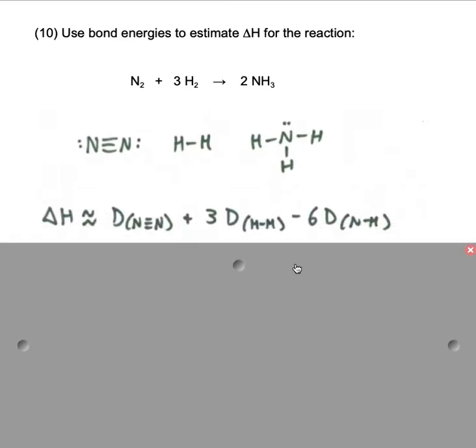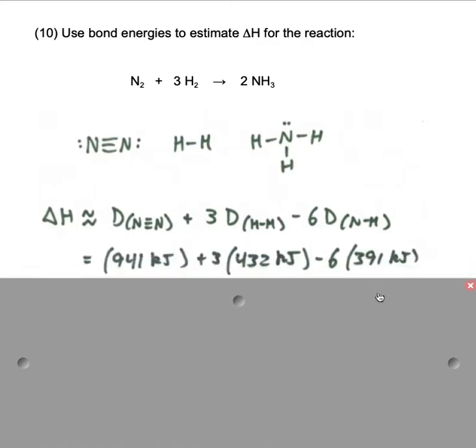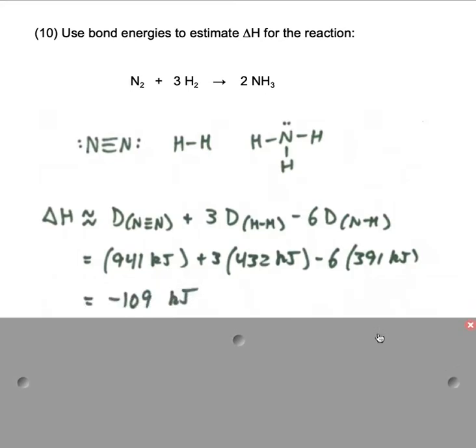My equation is the enthalpy change is approximately equal to the sum of the nitrogen-nitrogen triple bond energy plus 3 times the hydrogen-hydrogen single bond energy, because I'm breaking 3 hydrogen-hydrogen bonds, minus 6 times the energy of the NH bond, because in this process, in forming 2 moles of ammonia, I'm forming 6 moles of NH bonds. I look at my corresponding values on the table, and I obtain a value of negative 109 kilojoules per mole of reaction as written. I'm simply writing kilojoules for simplicity here, but it implies for this reaction as it is written here.